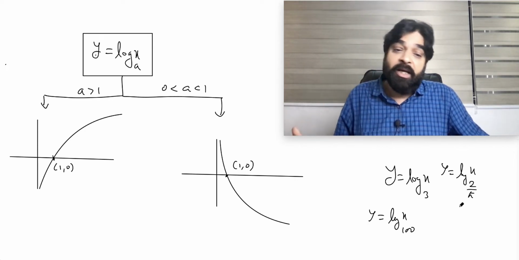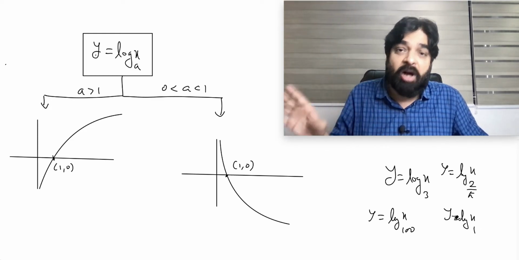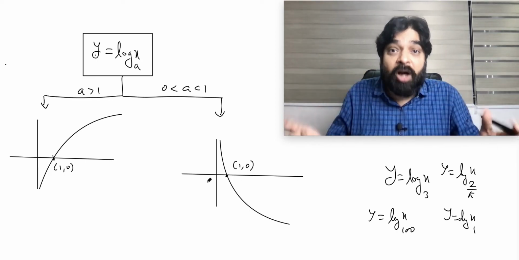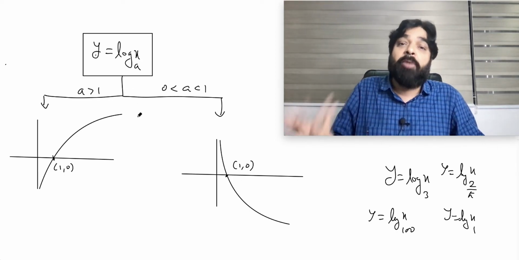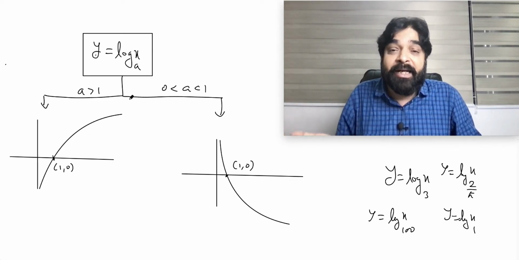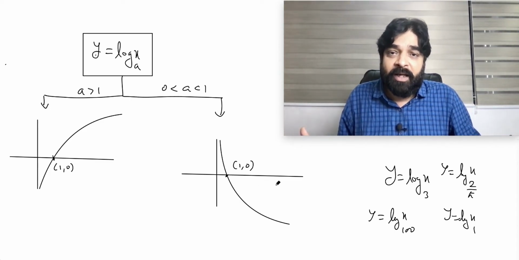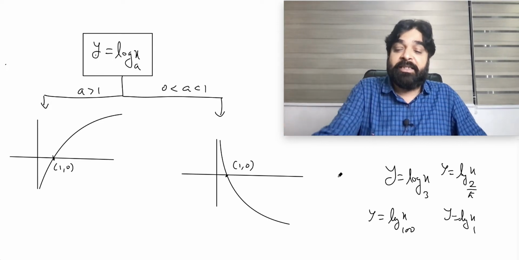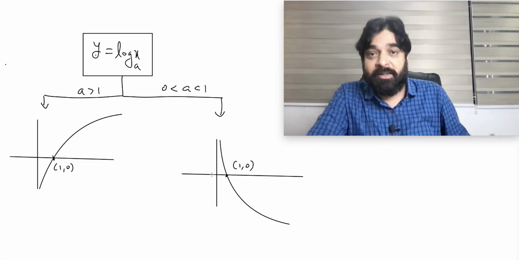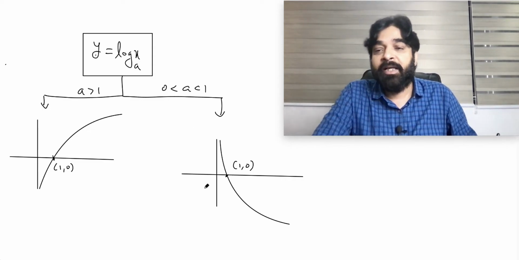You may be wondering, sir, what will happen if the base is 1? For base 1, log is not defined. That's why the graph is not there. If the graph is not there, it means that expression is not defined for that. You may also notice that we don't have a graph for negative a. It means log is not defined for negative values of a. Understood? More detail about when it's defined and when it's not defined, we will study in the log chapter, the fourth pillar of basic maths.